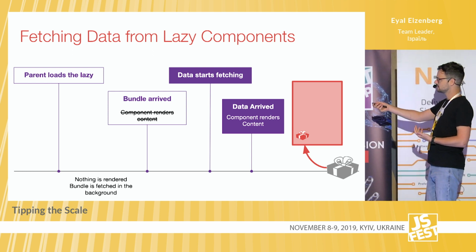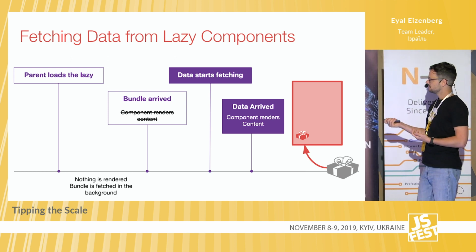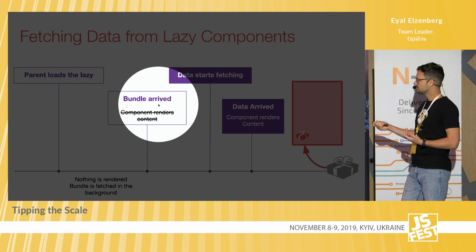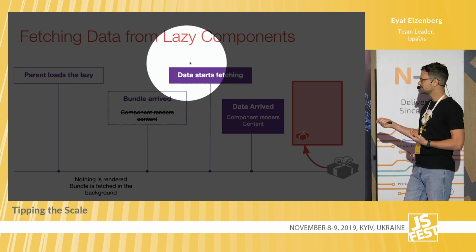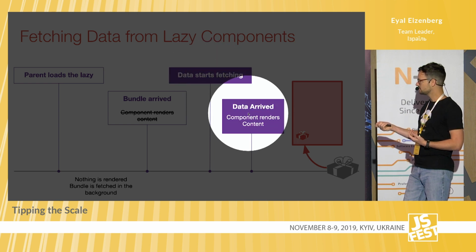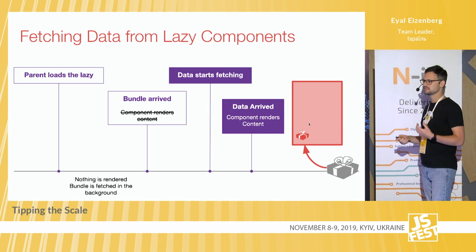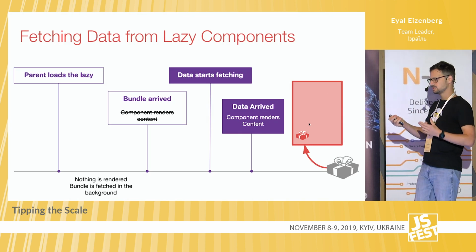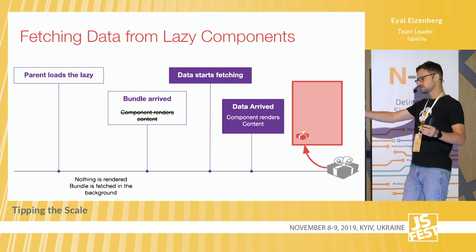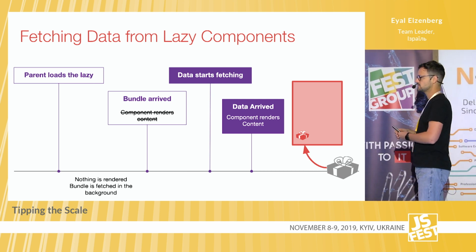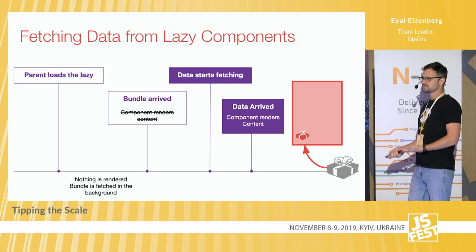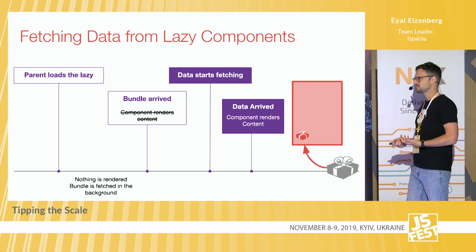So if we're looking at this timeline, you can see that the parent loads the lazy component, it fetches the bundle in the background, and only once the bundle arrived, the data begins to fetch, and once the data arrived, only then the component can render the content and tell the parent, hey, I'm ready, switch over. And you can see the problem here is that it's serial. Only once the bundle arrives, then the data begins to be fetched. And this was really hurting the performance, because why wait for the bundle to arrive to start fetching the information?